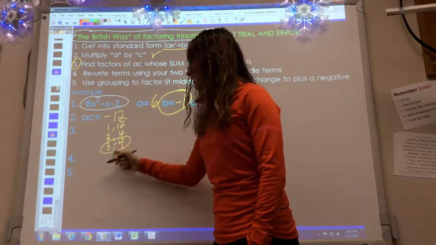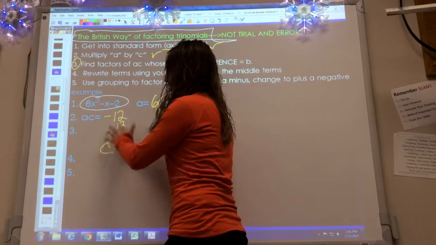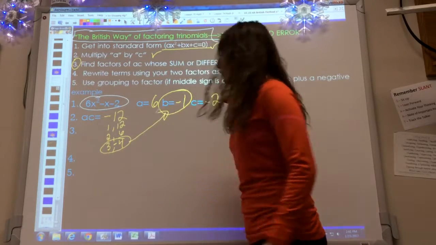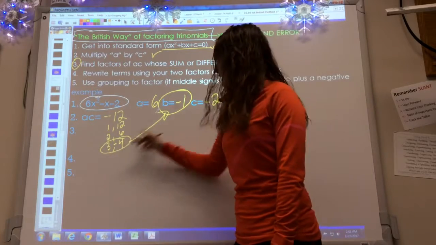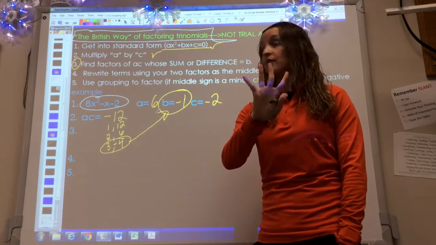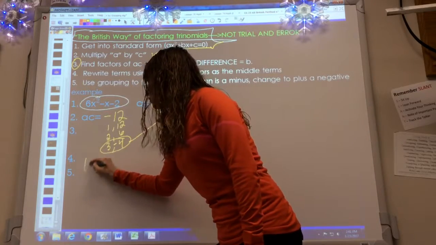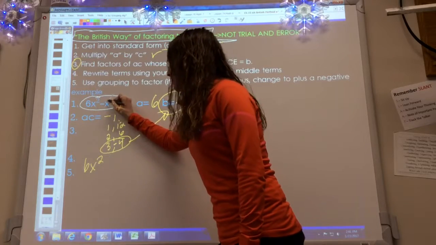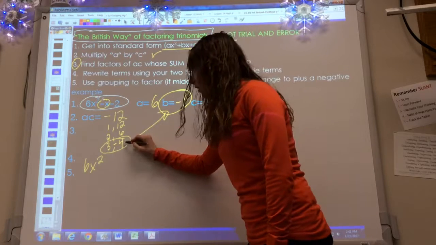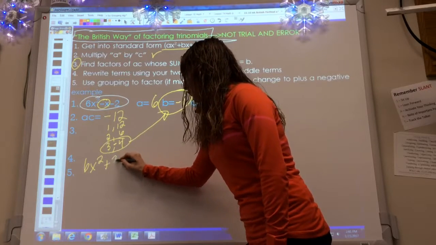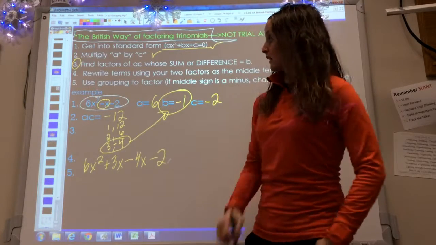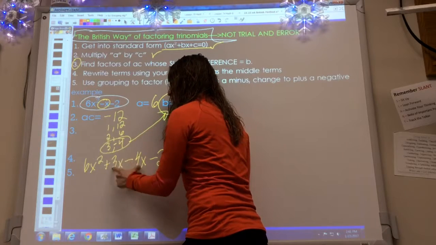Oh, this is very important. Last class thought that you just pick whatever factors you like best. No. We need to make sure that it equals our middle term, because then step 4 and step 5 are review. Step 4 says we need to rewrite our original, but instead of writing -x, we are going to write 3x minus 4x minus 2. Does everyone see how we replaced our middle term with our 2 factors?